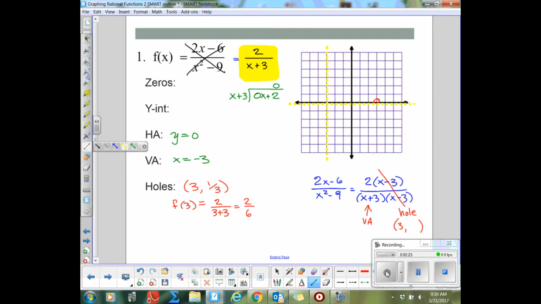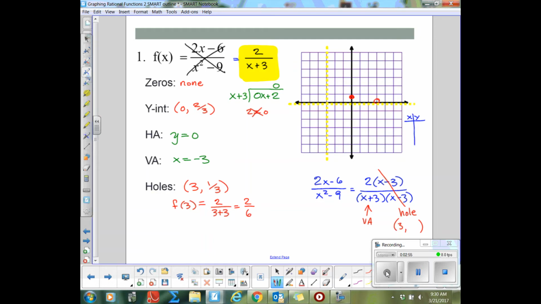To get a y-intercept, you plug a 0 into the simplified function. And to find any zeros, you set the numerator equal to 0. But there's nothing to solve for. That means there are no x-intercepts or zeros. To finish off our graph, we'll just plug in a couple of values.